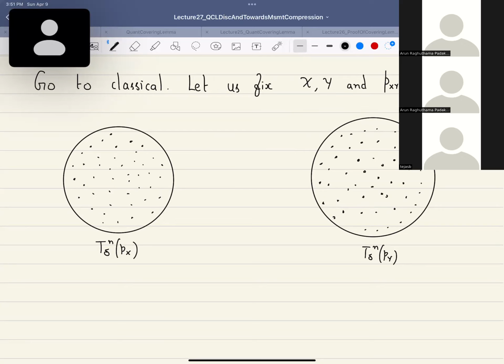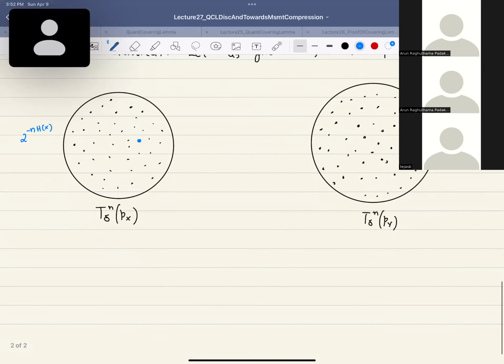Now, if nature has picked a particular X^n, but one second before I go there: each point here has a mass of 2^(-nH(Y)), and each point here has a mass of 2^(-nH(X)). I'm going to give one more picture at the bottom. I'm going to put all the X^n sequences on the left and all the Y^n sequences on the right as a line. So this is 2^(nH(Y)) and this is 2^(nH(X)).